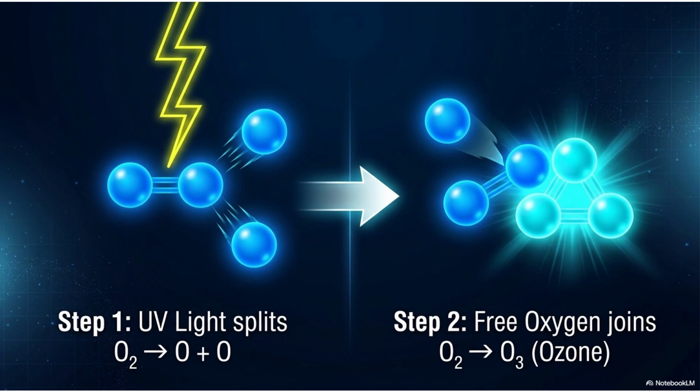In the second step, one of these oxygen atoms combines with another oxygen molecule, O2. And what do we get? O3. That means ozone. So, in a very simple way, UV radiation helps break oxygen molecules and the resulting oxygen atom combines with an oxygen molecule to form ozone.